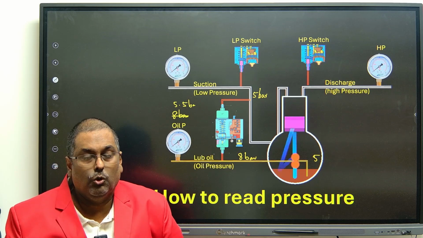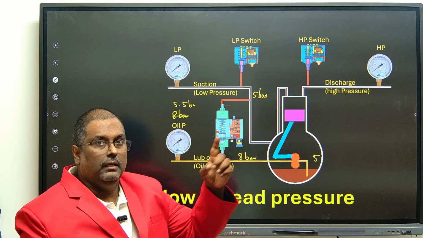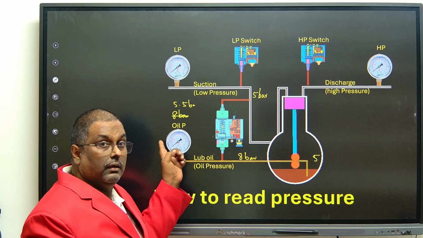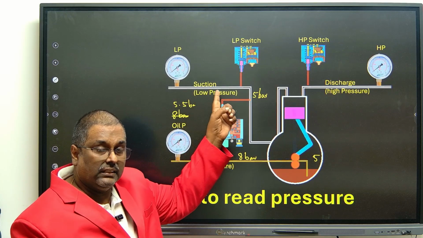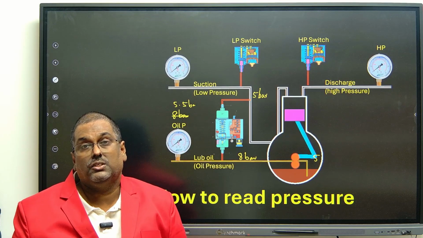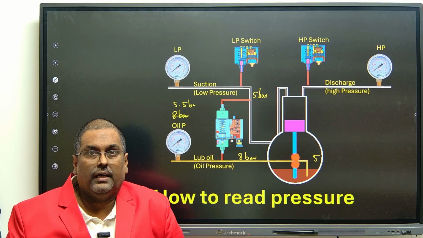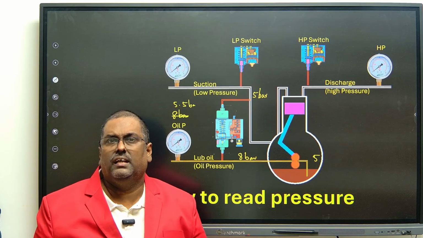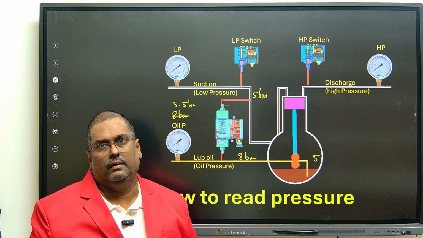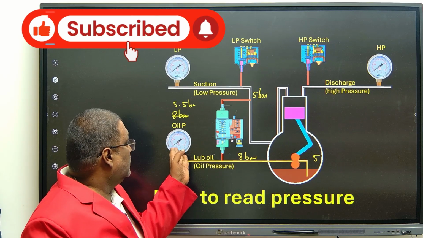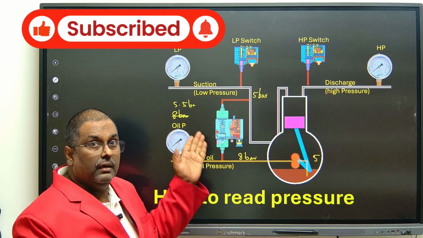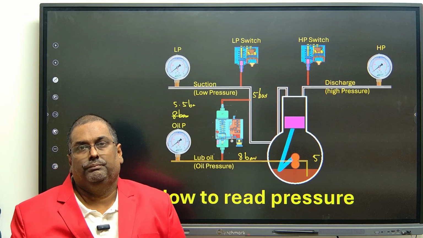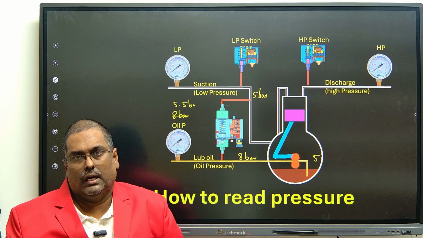So whenever you go, if you have only 3 gauges, make sure you check the lube oil pressure minus the suction pressure. That is called the lube oil pressure, and that has to be written in the logbook. Not directly the lube oil gauge reading. It does not make sense, correct? Because this pressure varies depending upon the suction pressure. So always the difference should be marked.